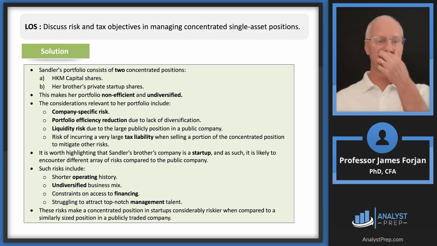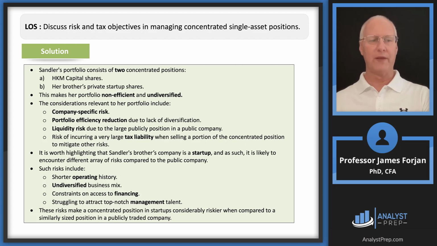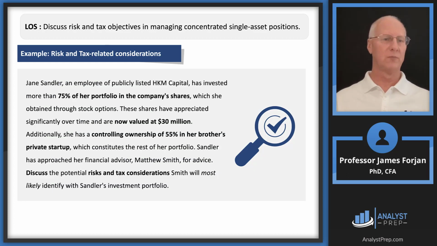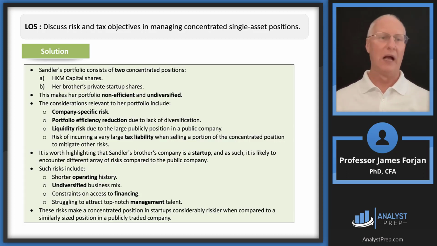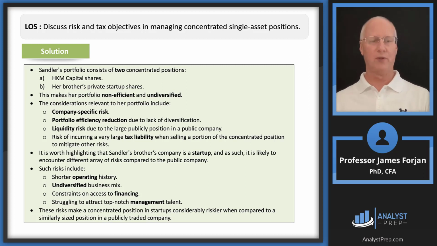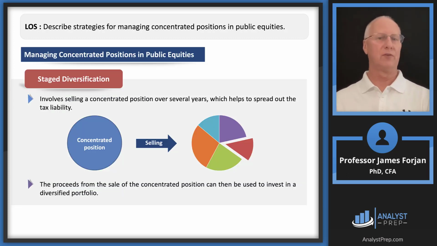There's the extra risk that I was talking about with the startup. So operating history, just brief, business mix is probably not diversified. Yeah, access to financing. So you can imagine the brother coming to, what's this person's name? Jane. You could probably imagine the brother coming and saying, hey, Jane, I appreciate your 55%. How about 75%? Considerably riskier. That makes sense down at the bottom.